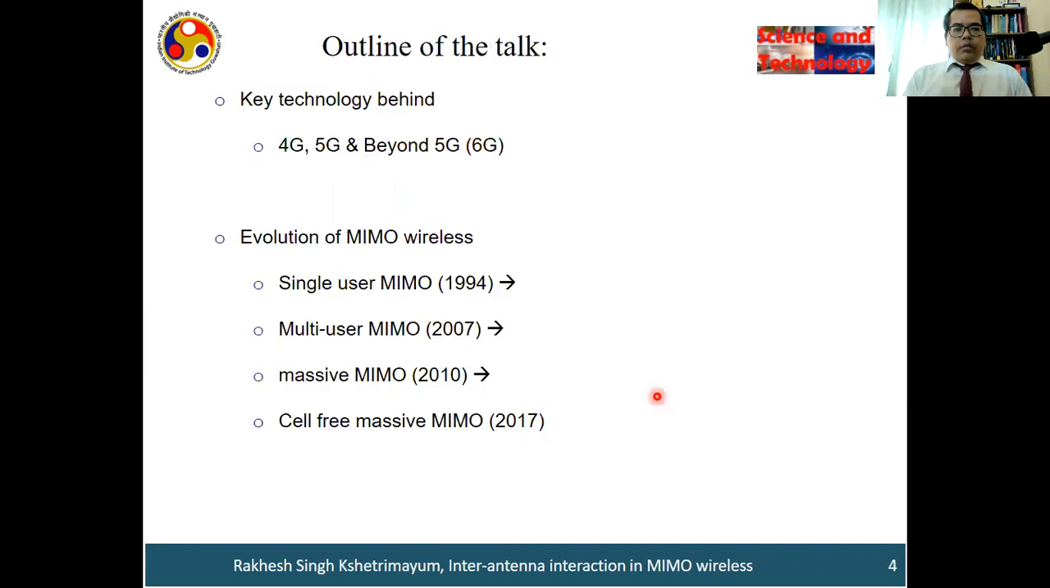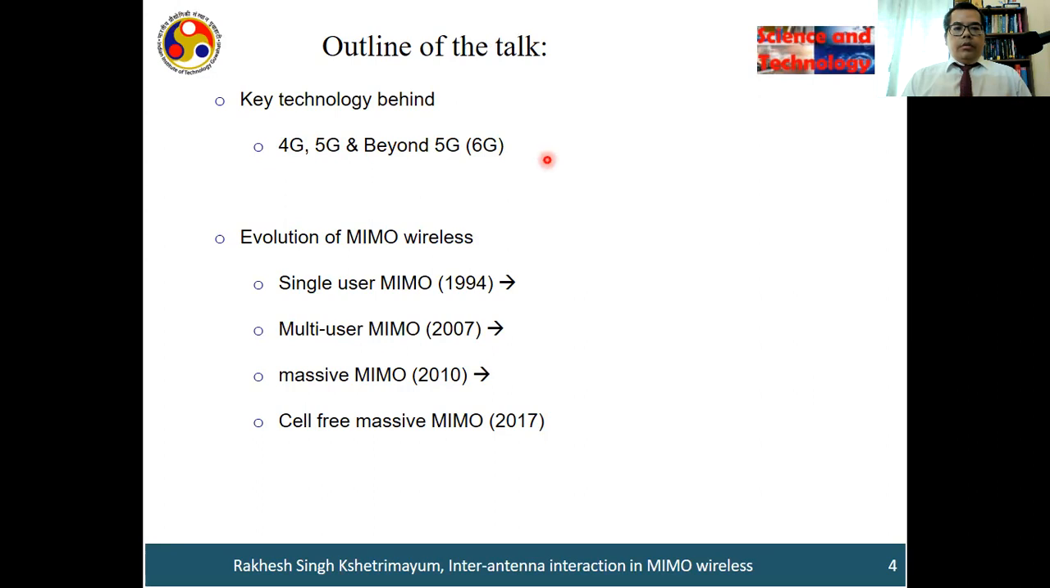So here is the outline of the talk. Nowadays, people are talking about 4G wireless, then 5G wireless, and even 6G wireless. We are already using 4G smartphones, and 5G is going to be rolled out sometime soon in 2022 in India. And 6G is the next generation after 5G. The research work for 5G is almost over, but most people now are starting research on beyond 5G and 6G wireless communication.